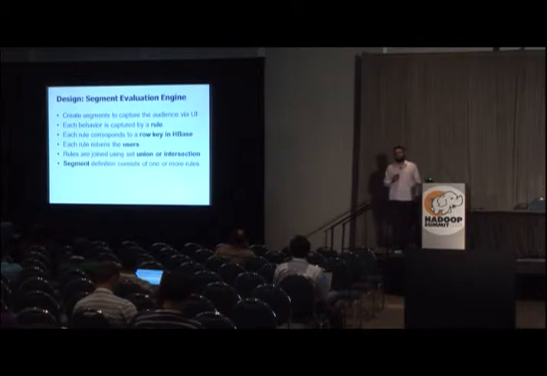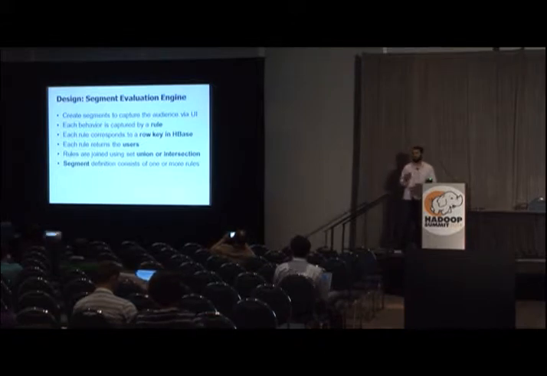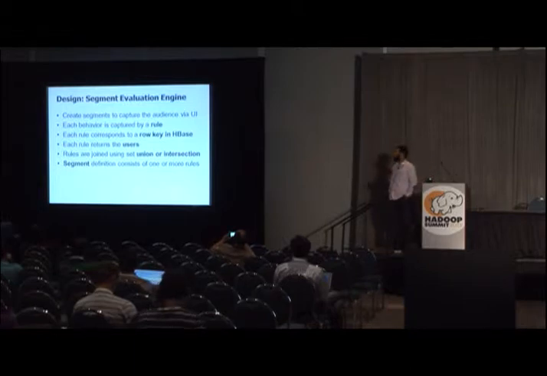So this slide talks about our evaluation engine. We create these segments through the UI. Every behavior is captured through a rule, and that's the concept of segmentation. Based on the different rules which are part of this segment, when you evaluate it, we figure out which users belong to this segment. And then based on that, we personalize the information for that user.